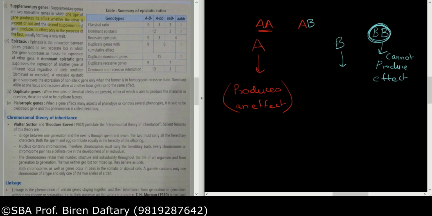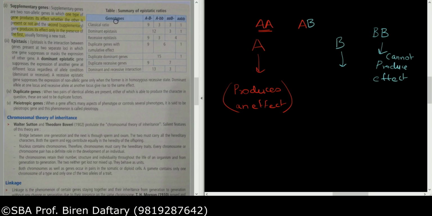What happens in supplementary? In supplementary, one gene is independent. So capital A produces an effect whether or not B is present, whereas B is a supplementary gene, a dependent gene. It will produce an effect only when A is present. Correct? So this is called supplementary genes.